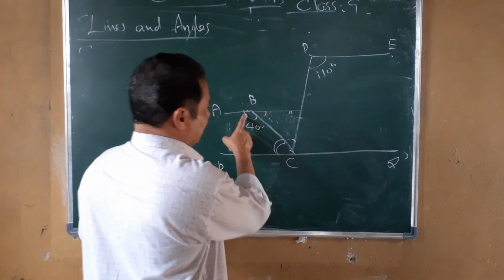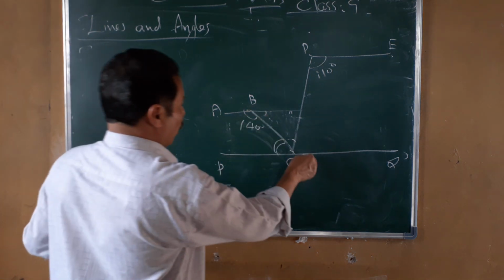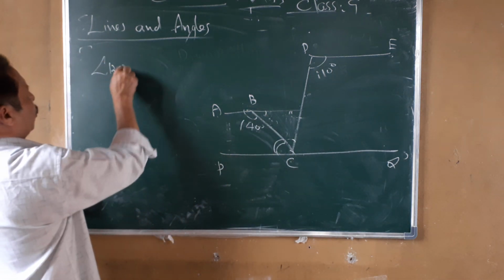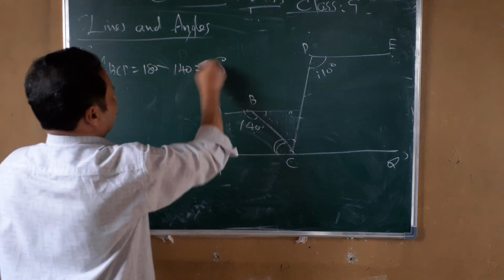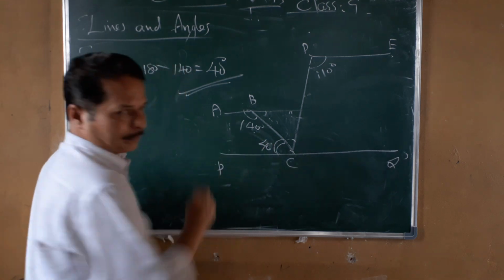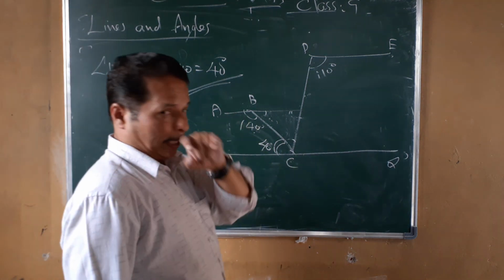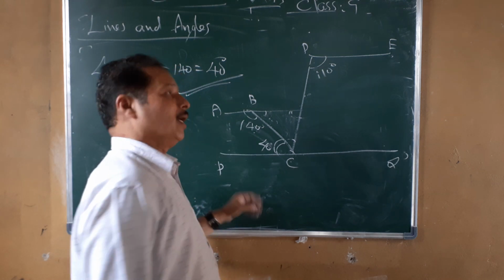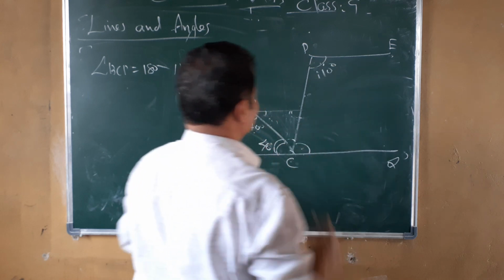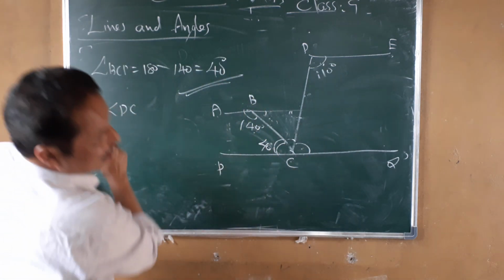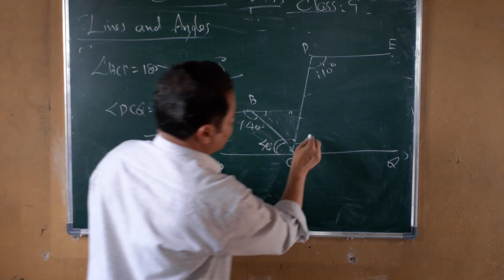You studied these are co-interior angles. Co-interior angles are supplementary. So, angle BCP equals 180 minus 140, that's equal to 40. So, this angle is 40. Any doubt? Co-interior angles are angles on the same side of parallel lines. Are you ready? Similarly, these two angles are also co-interior. You look at the figure. So, angle DCQ, that is 180 minus 110, is 70 degrees.